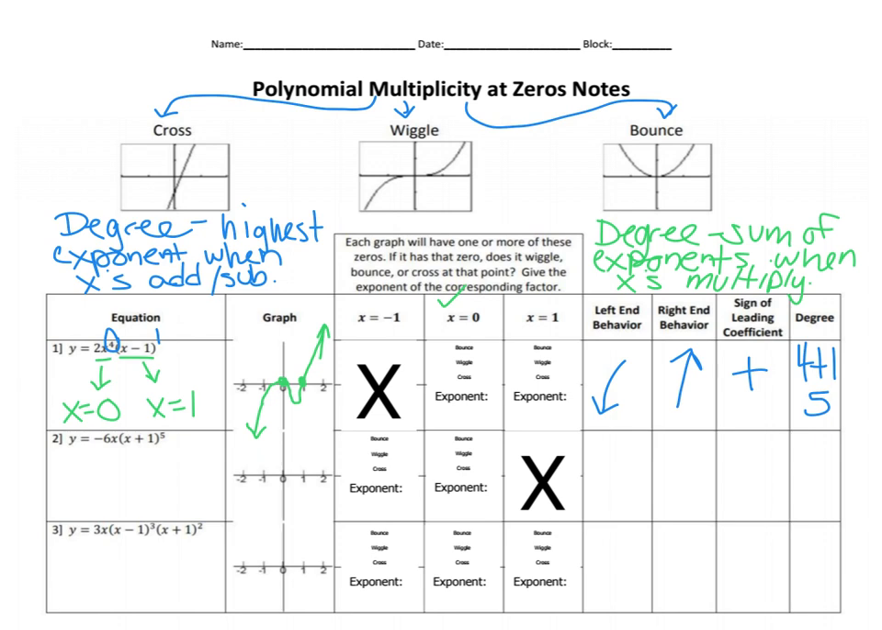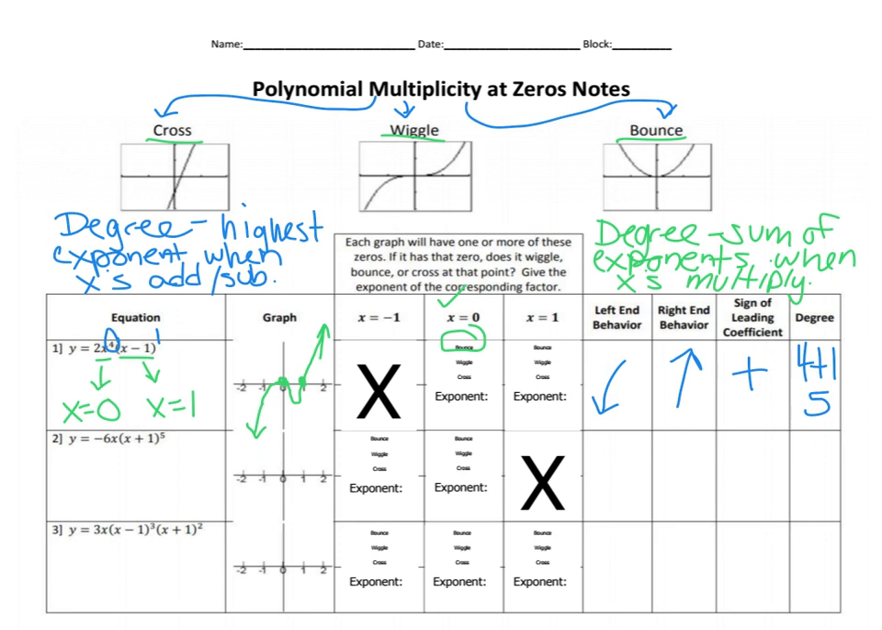If you now look at our pictures up top, we can answer the question. Do we have a cross? Do we have a wiggle? Or do we have a bounce? And we're looking at each individual solution. So let's start with 0. 0, we have a bounce. It touches the x-axis and turns around. It looks like this picture on the right side.